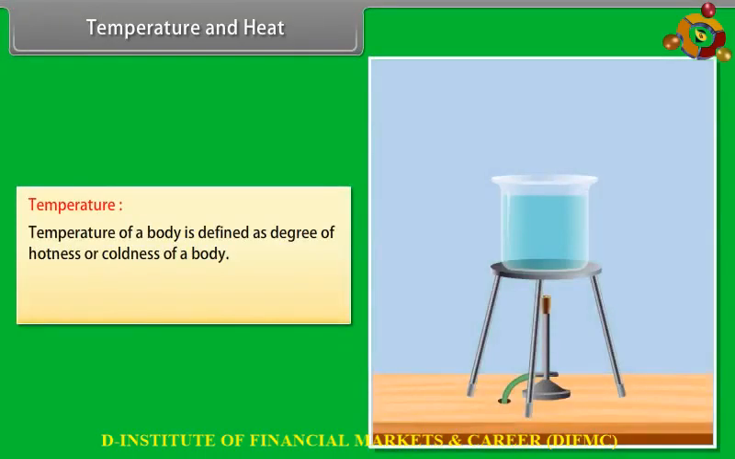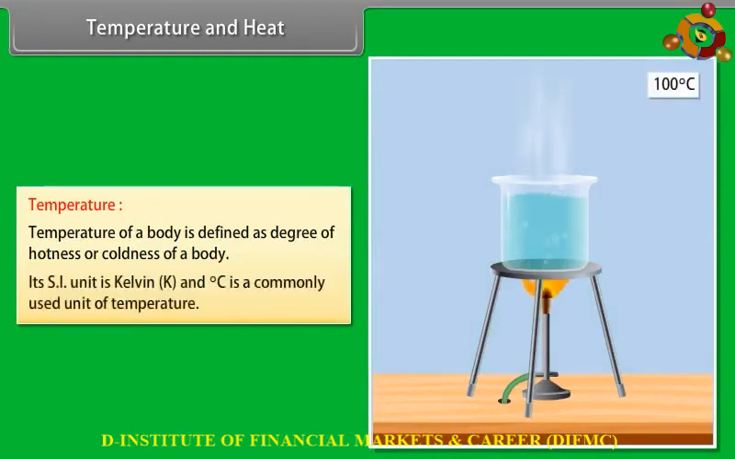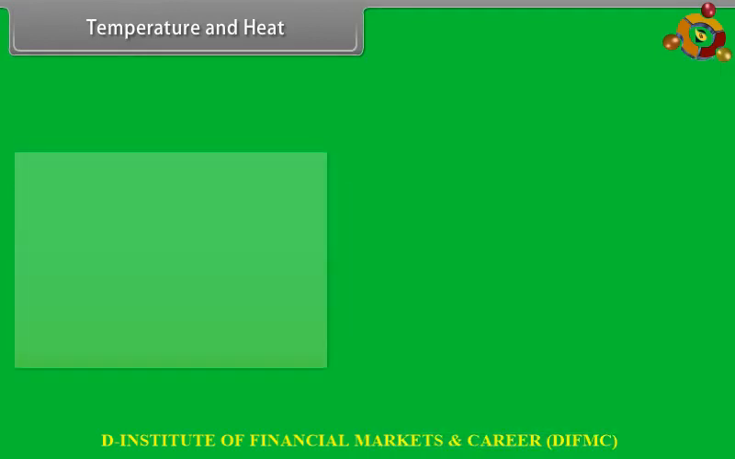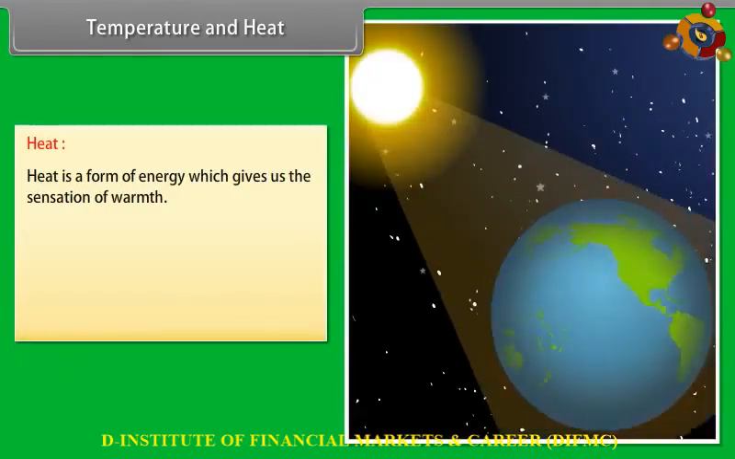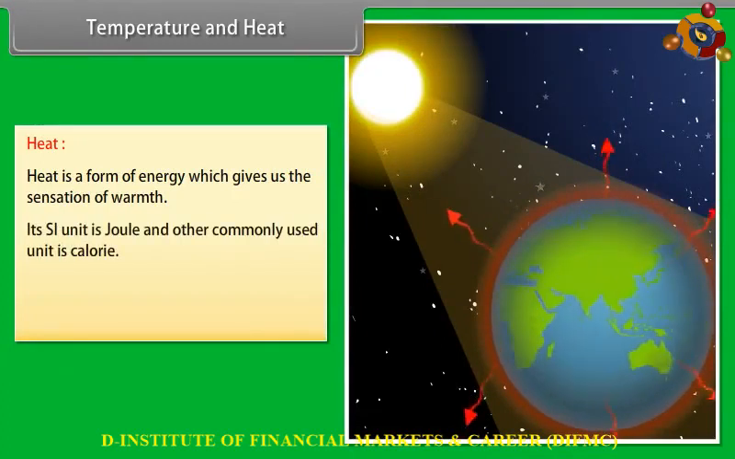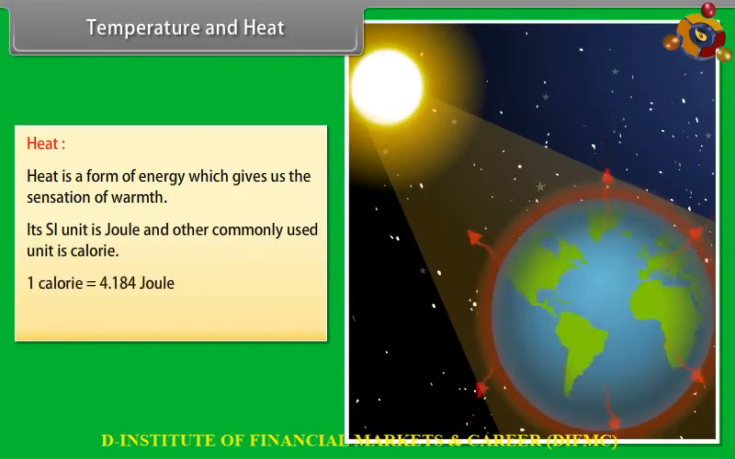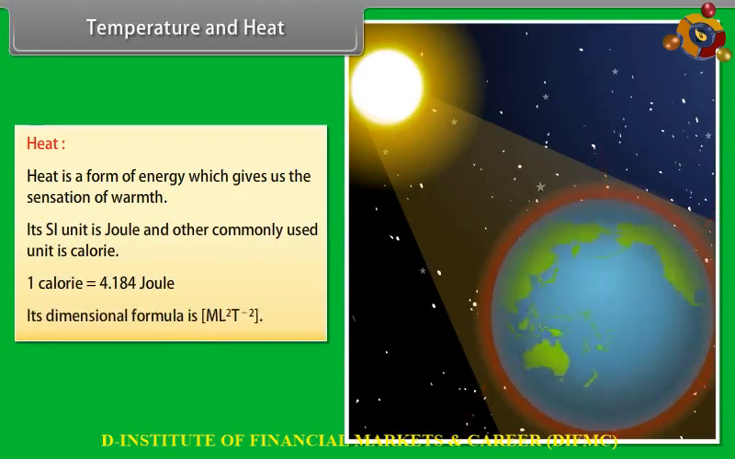Temperature and heat. Temperature of a body is defined as the degree of hotness or coldness of a body. Its SI unit is Kelvin and degree Celsius is a commonly used unit of temperature. Heat is a form of energy which gives us the sensation of warmth. Its SI unit is joule and another commonly used unit is calorie. 1 calorie is equal to 4.184 joule. Its dimensional formula is ML^2 T^-2.